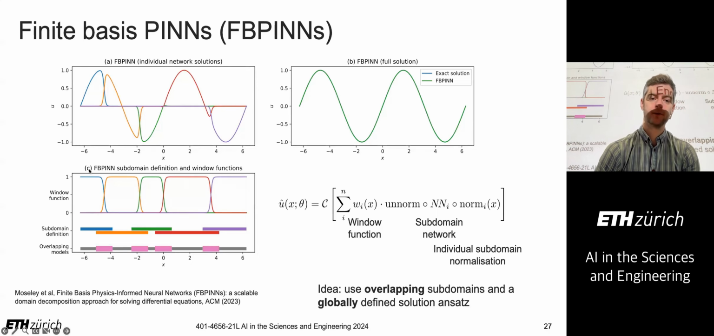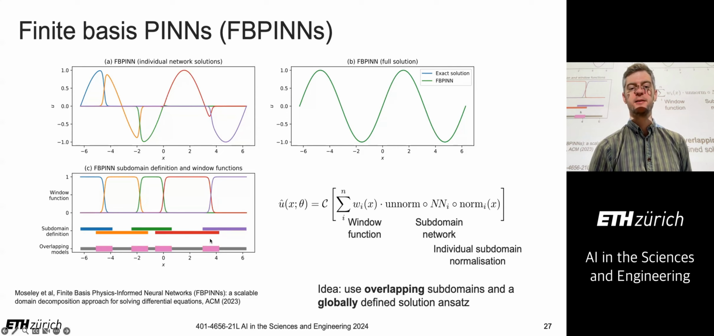So as I said, FBPINNs do the same thing. They divide your solution domain, now a 1D problem to make it easier to understand, into lots of subdomains. But the key difference is that we now say that these subdomains are overlapping rather than non-overlapping. So you can see each subdomain here has some overlap region. And we have a neural network in each subdomain, and we say that the final solution is simply a mathematical summation of each of the neural networks times some window function that constrains the neural network to that subdomain only.